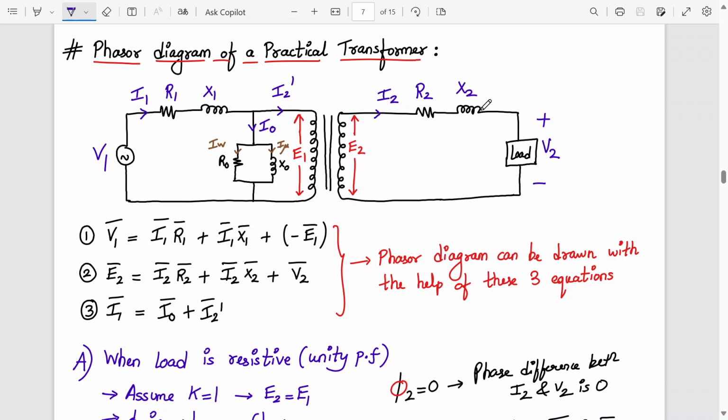So if you wish to draw, you can draw the circuit again, or else you write the relationships, which I'm going to show you all. So up to your wish, you all can show the diagram.